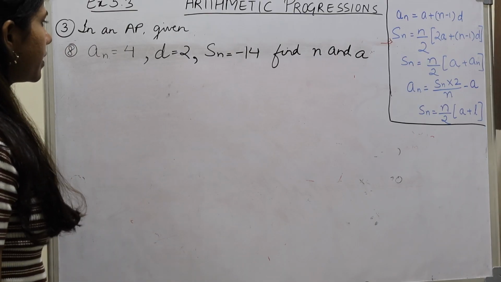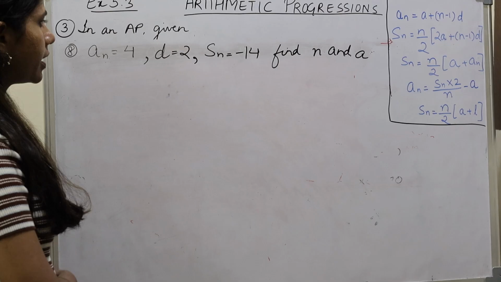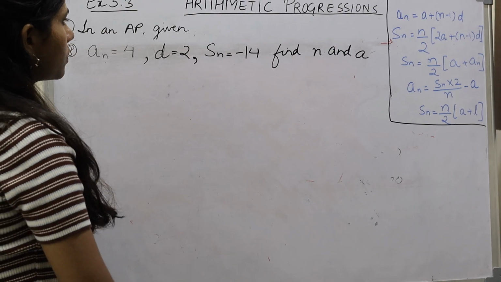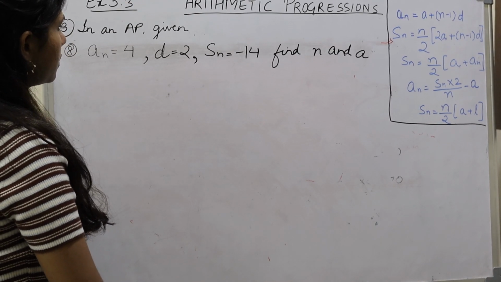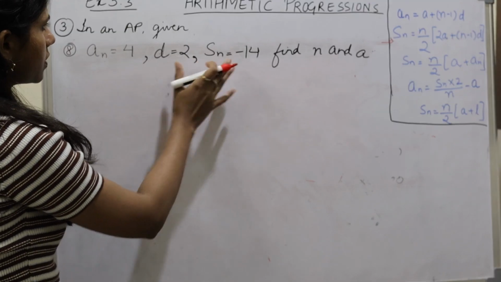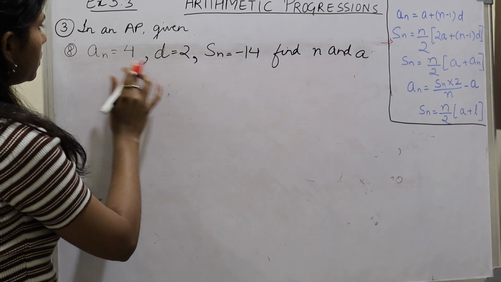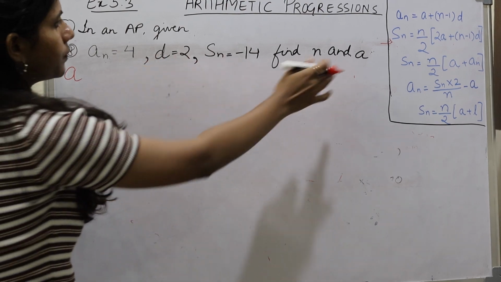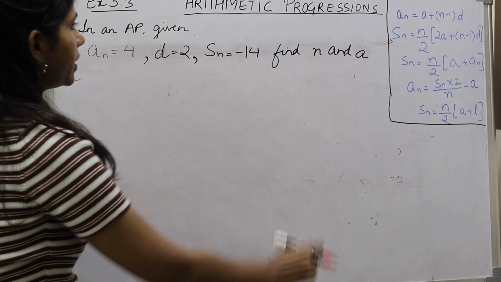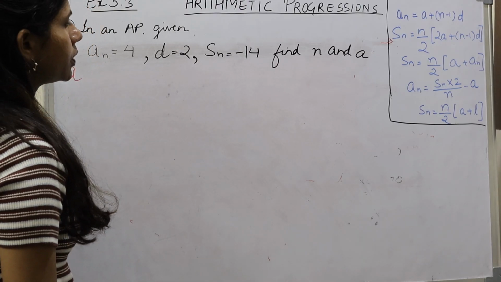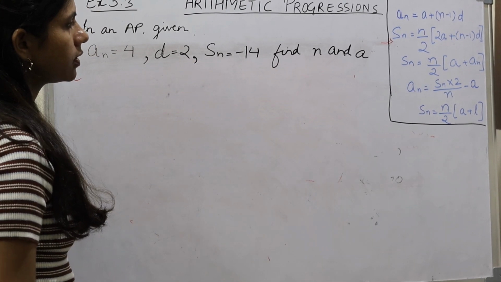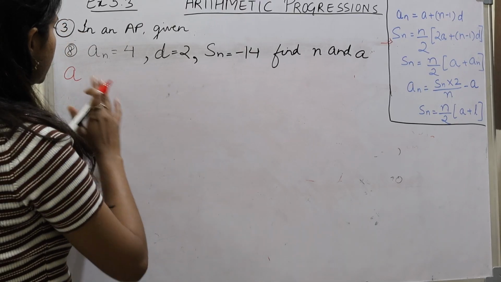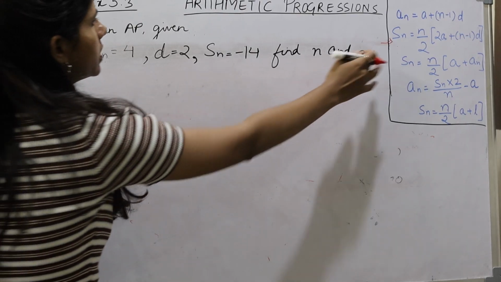So let's see this eighth question. Here they have given the value of an, d, Sn, and we have to find n and a. So let's use these both variables. Okay, so since, see, we can see here we are given an here, but we don't have the value of a. Okay, so what we will do is we can use this formula and let's see what happens.